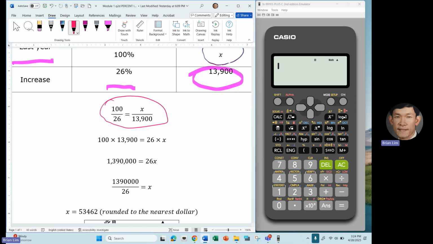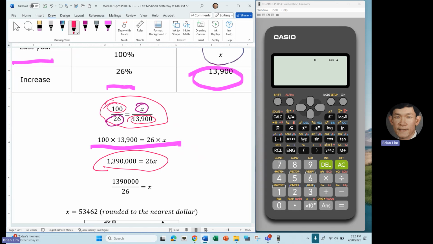All right, now having set up this equation here, we can do what we might call cross multiplication. We can take this 13,900 and multiply it by that 100. Likewise, we can take this 26 here and multiply it by that X over there. And that is in fact what happens right here. Okay, so we have 100 times 13,900 is equal to 26 times X. And that gives us this next line right here.